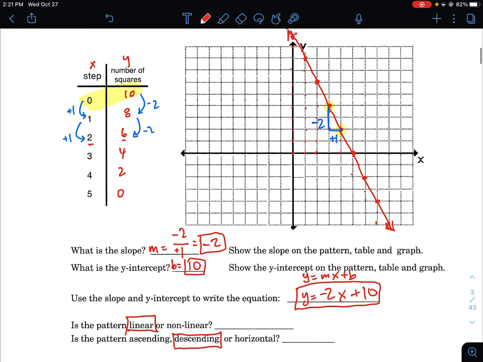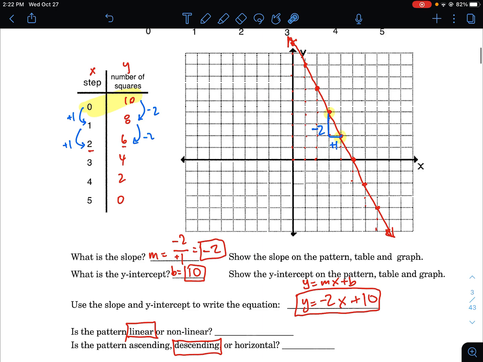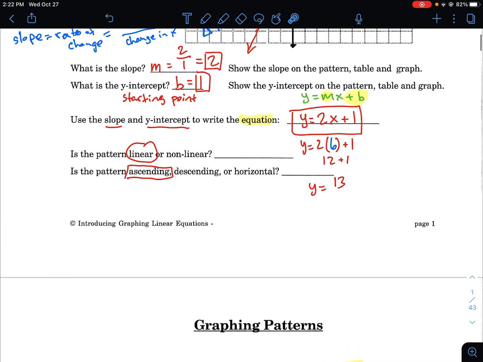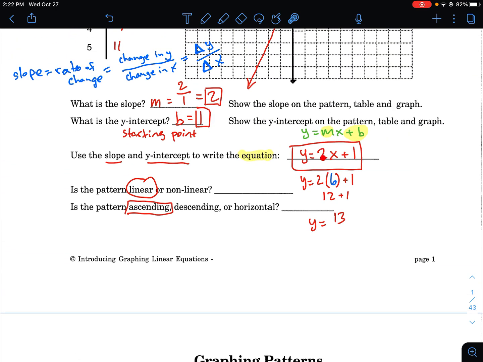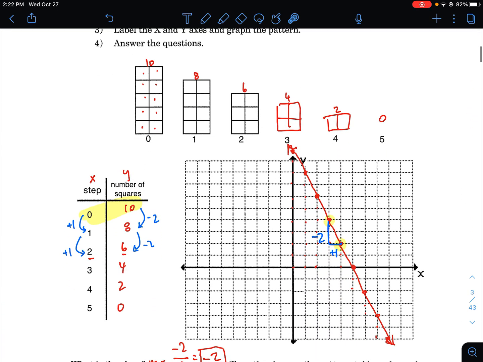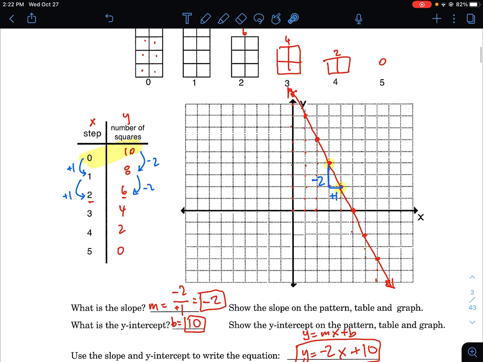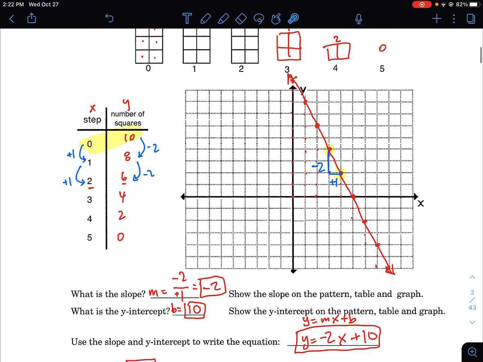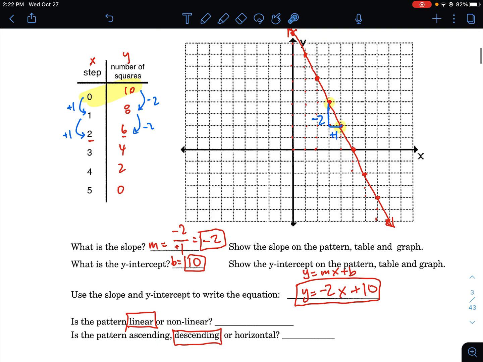Something you may have noticed is that the first pattern was ascending, and it had a positive slope of 2. 2 is positive, and the graph was ascending. Our next one had a slope of -2, and notice what we were doing with this one. It was descending. So that's nifty to know. Positive slope means it's ascending. Negative slope means it's descending or going down.